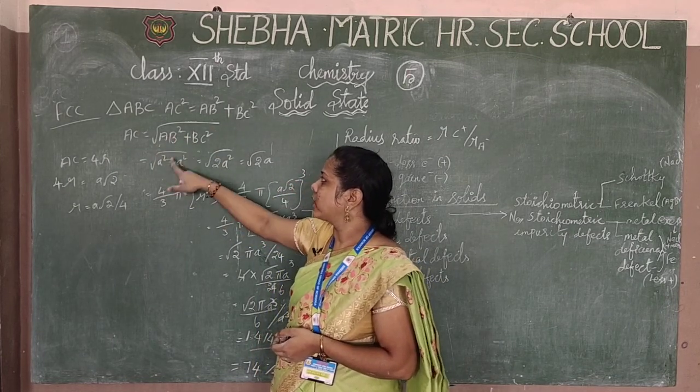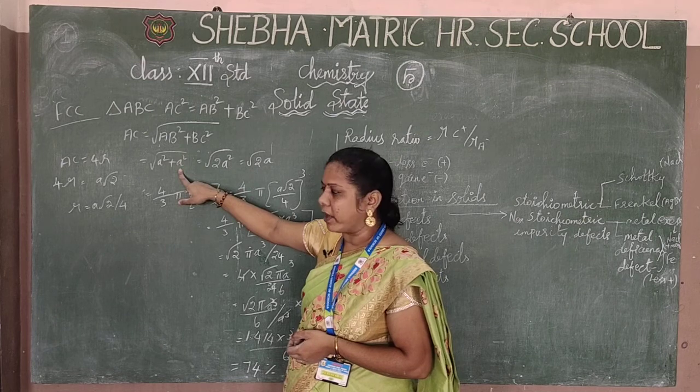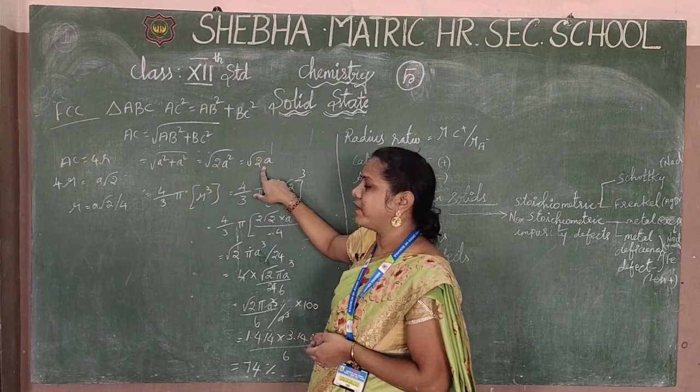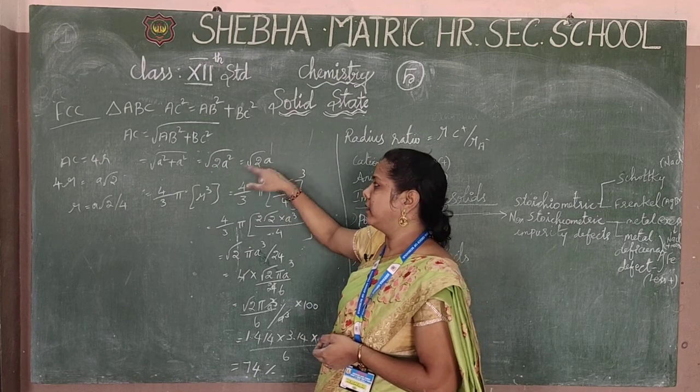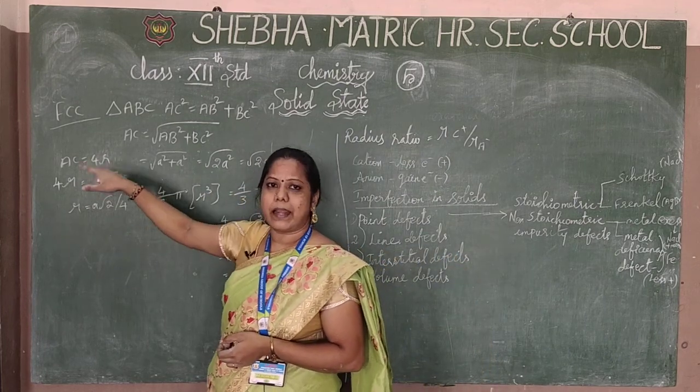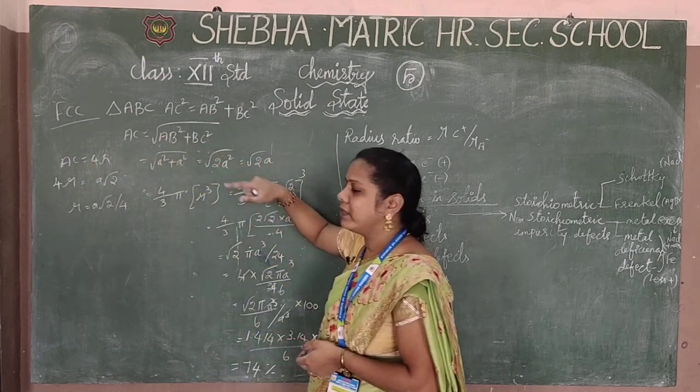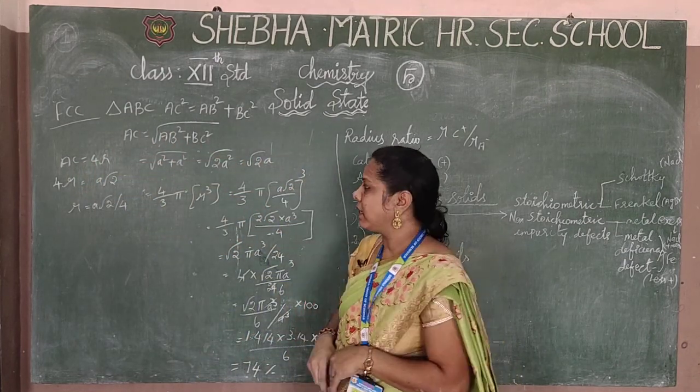AB square is a square, BC square is a square. So totally we get root 2 a square, so obviously we get root 2 a. So we have to find out the radius in terms of AC. The total number of radii along AC is 4, total 4r.